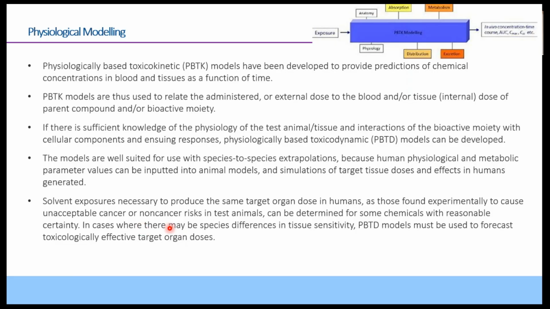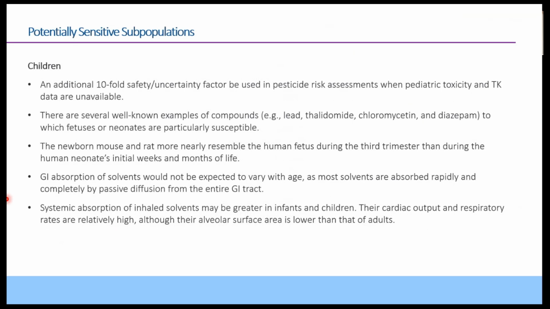In cases where there may be species differences in tissue sensitivity, PBTD models must be used to forecast toxicologically effective target organ doses also. So these models are very useful to derive the target doses for humans. Then moving on to the potentially sensitive subpopulations which might be affected due to solvent toxicity. So first, going to children. So how are children affected?